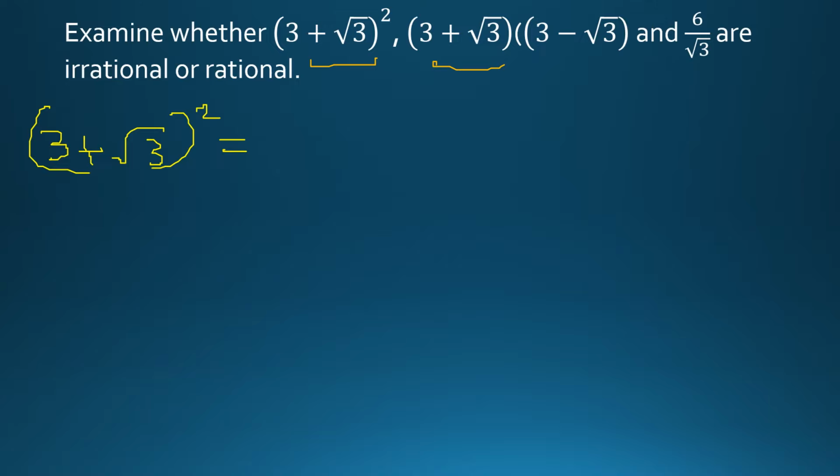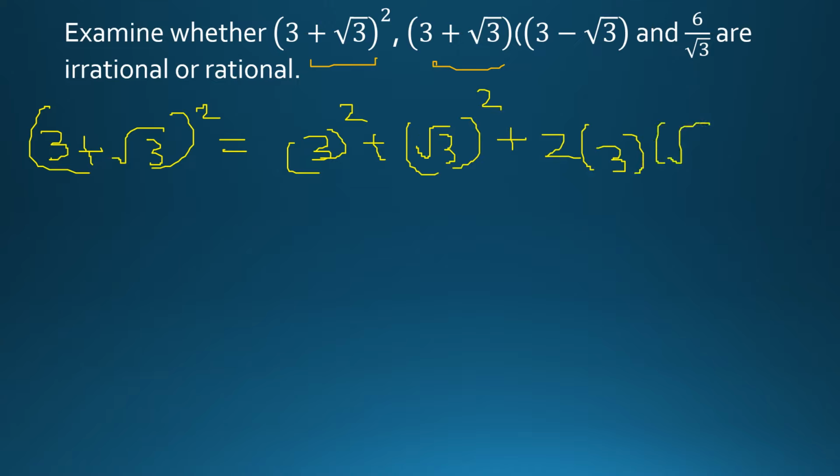No, always solve it. It is a plus b whole square, so expand it: a square plus b square plus 2ab. Correct? Always write formulas and identities. Always. It has marking weightage. So 3 square is 9, root 3 square is 3, plus 2 3s are 6 root 3. Okay?